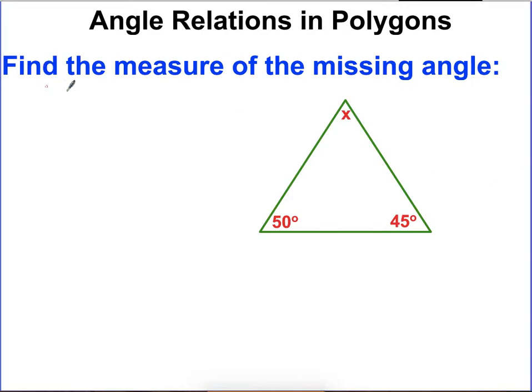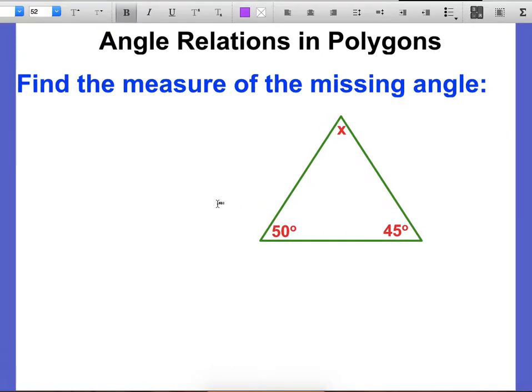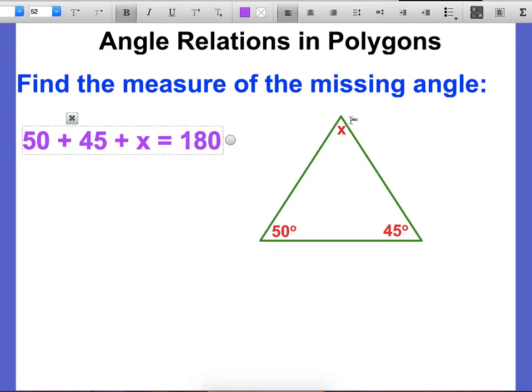So let's look at this triangle. This says find the measure of the missing angle. This one is marked as 50, this one is marked as 45, and this one is marked as x. So I'm going to write my equation, adding the angles together: 50 plus 45 plus x equals, and here's where we have to remember that for a triangle, there's 180 degrees total, no matter how that triangle is shaped. It could be a right triangle, an almost isosceles triangle like this, or a scalene triangle. It doesn't matter, the angle measures are always going to equal 180.